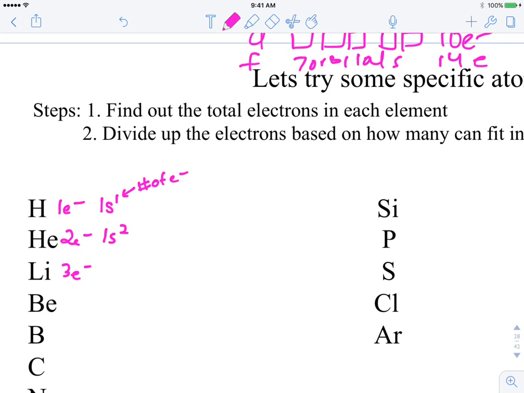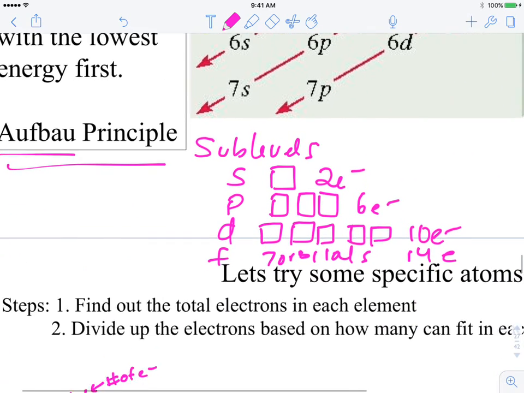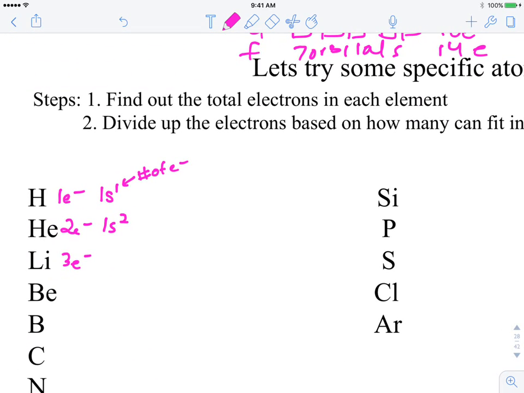Now, s is completely filled. So we look at our diagonal rule. 1s can fit up to 2. Then we're going to go to 2s. 3 electrons. 1s2, that's 2 electrons. 2s1, that's our third electron.